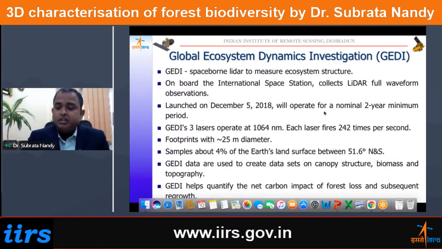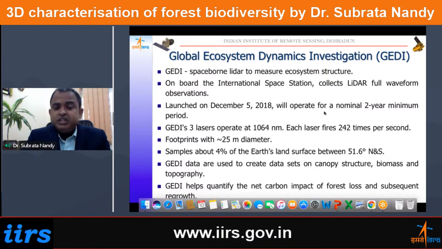There is one more space-borne satellite. This is called GEDI. GEDI is called Global Ecosystem Dynamics Investigation. GEDI, again, is on board the International Space Station. It again collects full waveform data, and it operates at 1064 nanometer, and this was launched in December 2018.